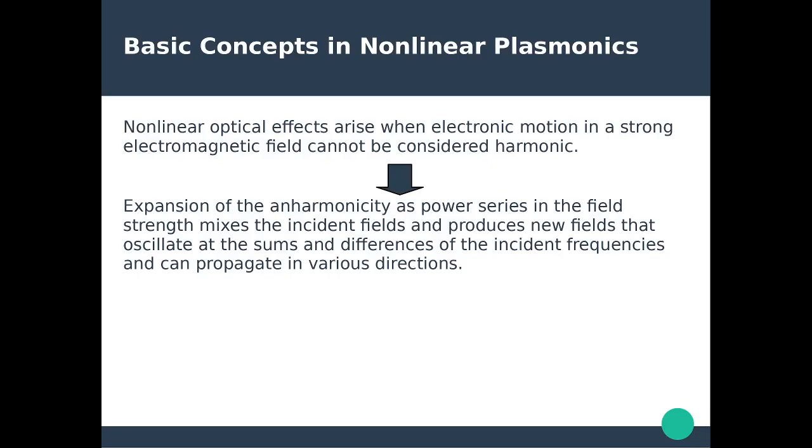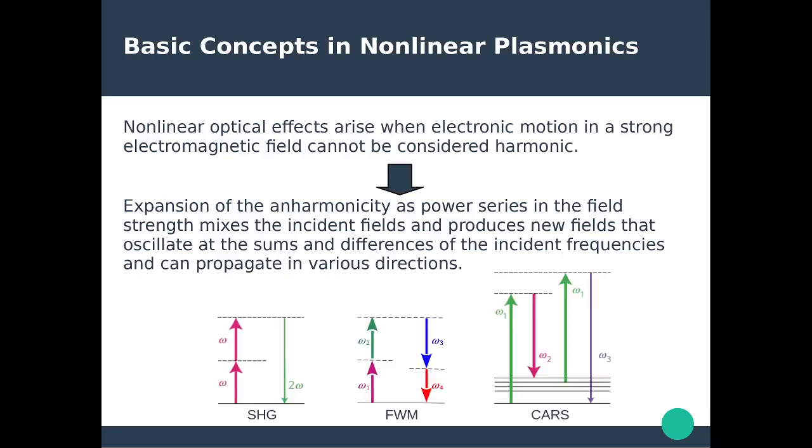And that's going to basically lead to the production of new electromagnetic fields that are providing resonances and oscillations of those electrons at frequencies that are just the sums or the differences of the different incident frequencies. So these are just three examples of such processes. As I mentioned, second harmonic generation is one of the key processes.